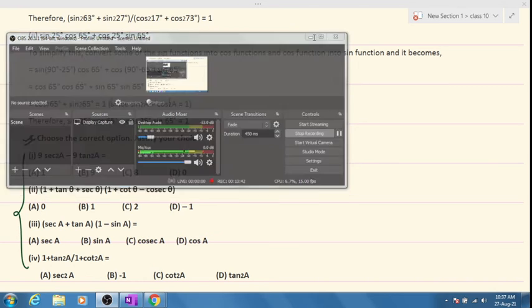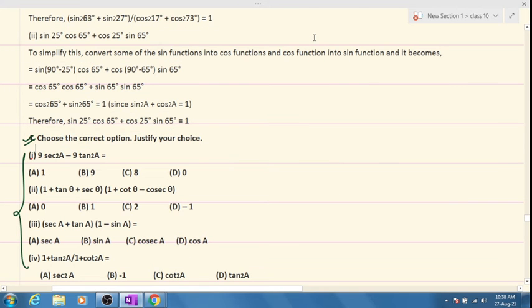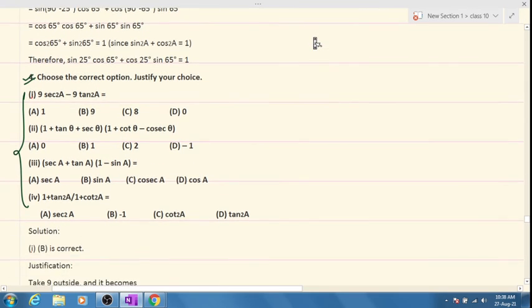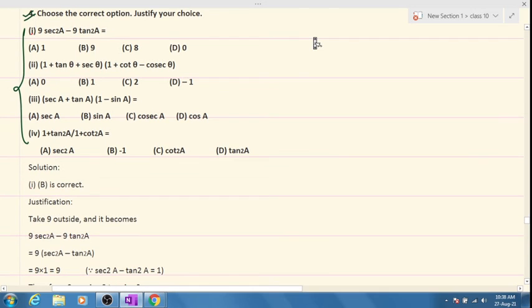Question number 1, I don't think there will be a huge problem. We'll take easy 9 common, and we know sec square minus tan square is equals to 1, right? So 9 into 1 will be 1. Clear? I hope in justification you have done in the same way as done out here. Yes or no? Confirm. People who have not done it in the same way, please copy it down.